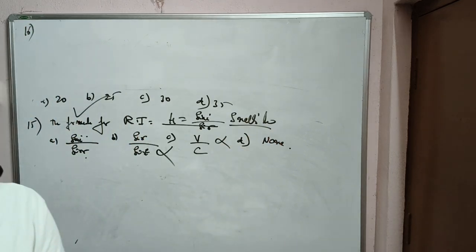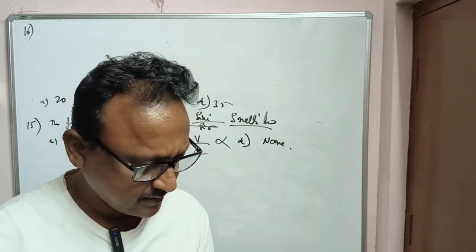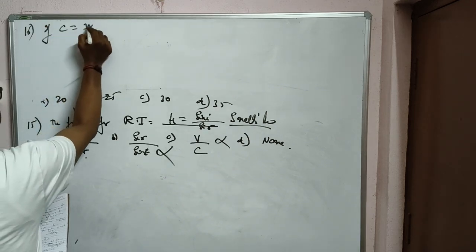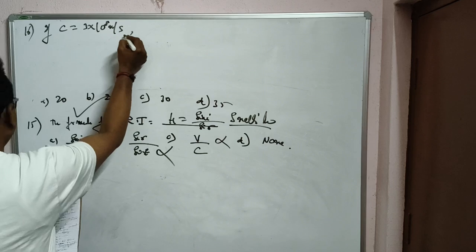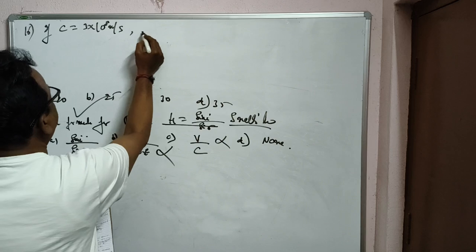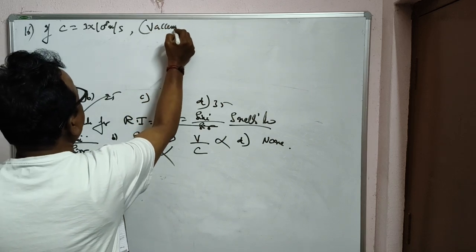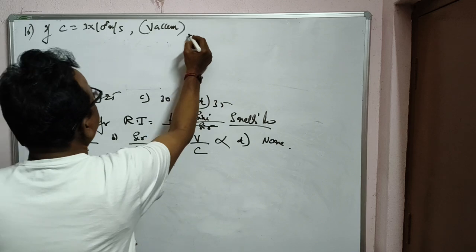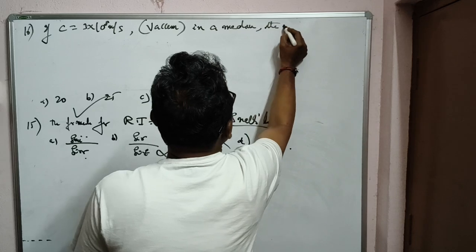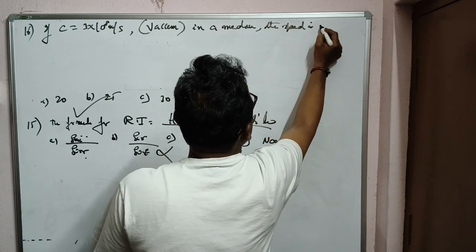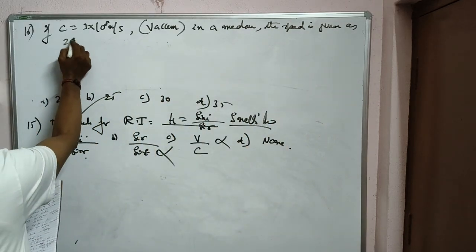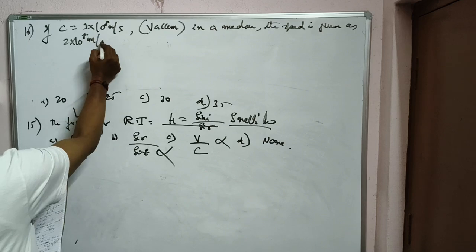16th question, please. Write down. If C is equal to 3 into 10 power 8 meters per second, which is called the velocity of light in vacuum, air or vacuum. Okay, and in a medium, the speed is given as 2 into 10 power 8 meters per second.